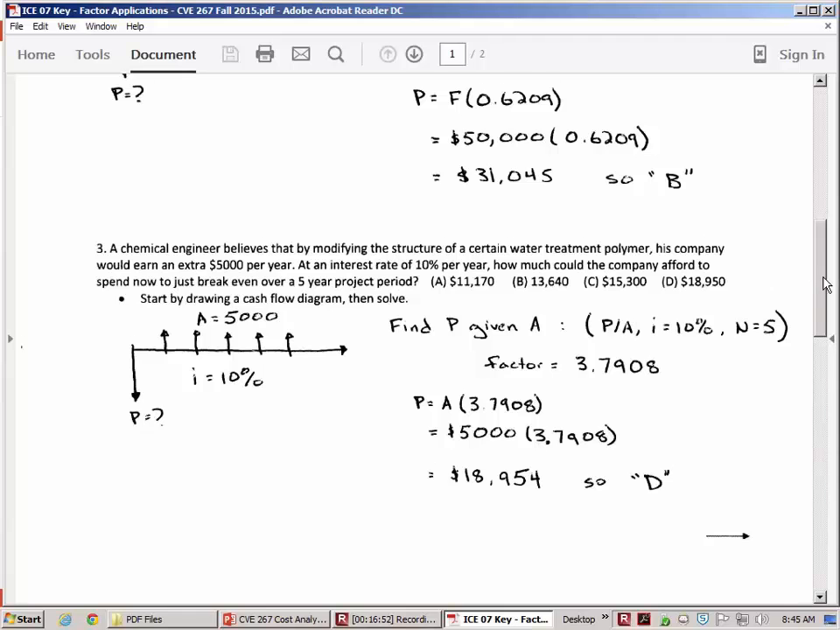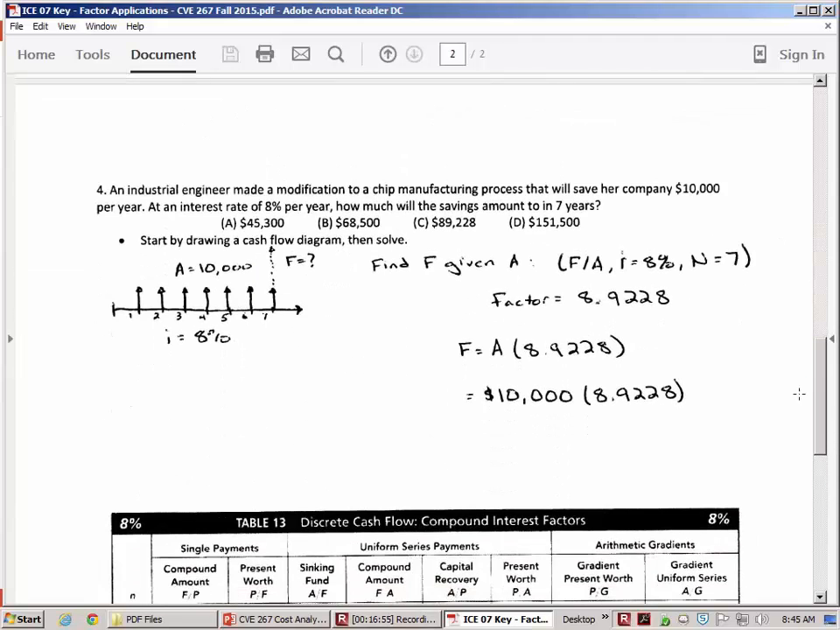Okay, and then the fourth one. This is a little bit weird because there's no outflow. There's no cash going out. There's only cash coming in. The way it describes here is that the company is going to save $10,000 per year. And so we want to know, for the $10,000 a year it's going to save, what is the future amount that's equivalent to in year 7?